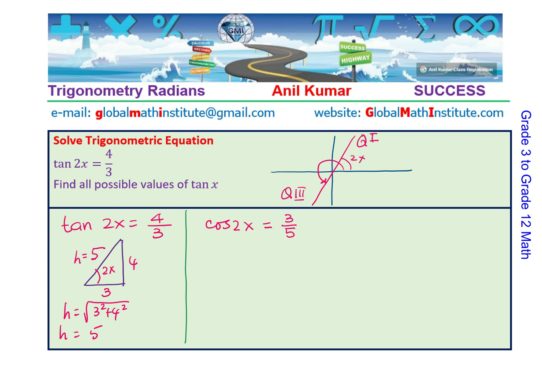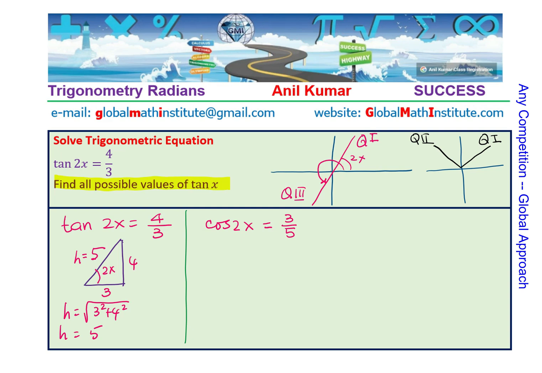Now, if you look into x, right, then the value of x will be where? Well, the value of x will be half here, right? And somewhere there, correct? So we are now looking into solution in quadrant 1 and in quadrant 2. So you understand the significance of find all possible values of tan x. So both plus and minus will be our answers. Understand?